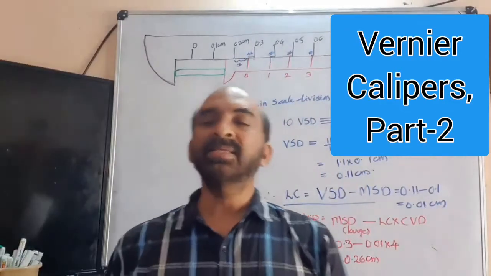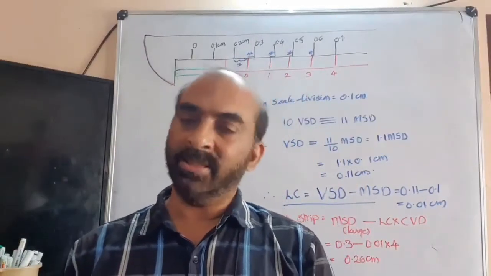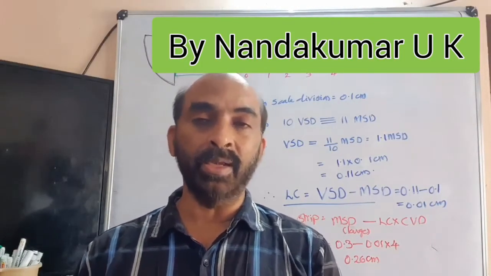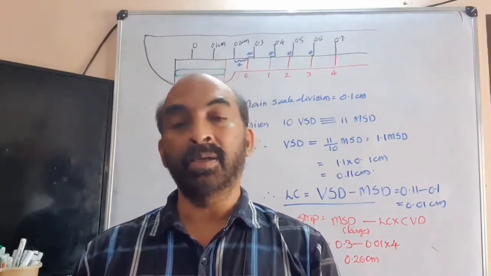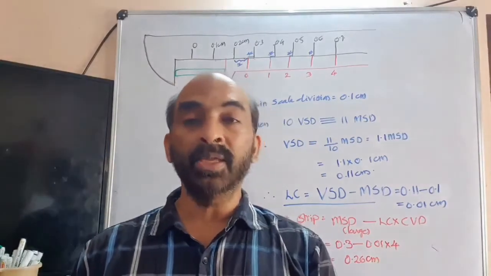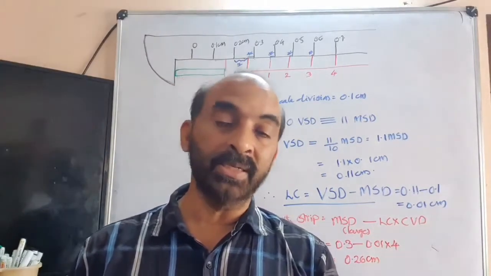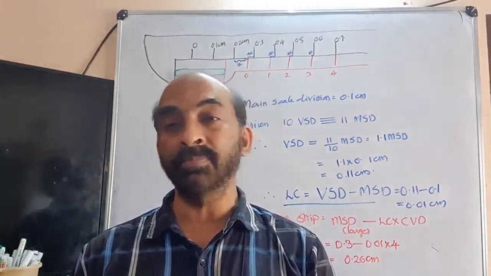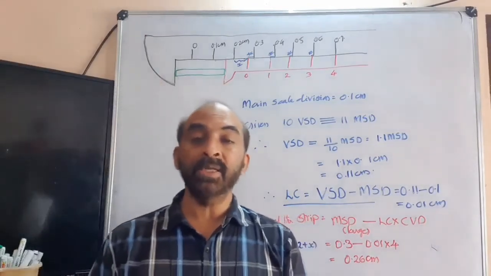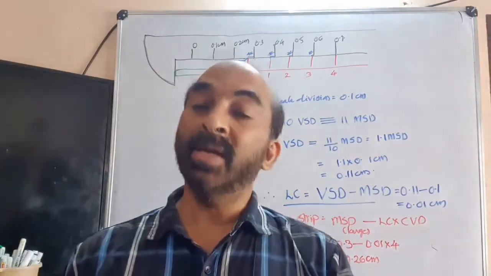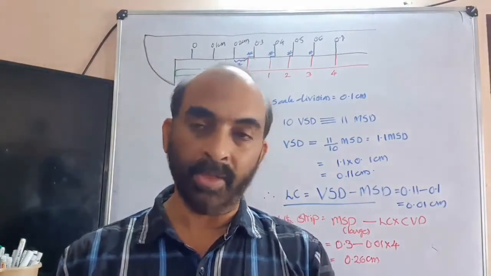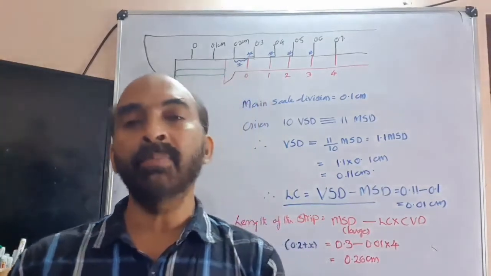Hi there. This is the second class regarding the explanation of vernier calipers. In the previous discussion, we had a vernier calipers in which the main scale division was slightly more than the vernier scale division, so that main scale division minus vernier scale division, which is taken as least count, was positive. Here we discuss those vernier calipers in which the vernier scale division is slightly more than the main scale division.